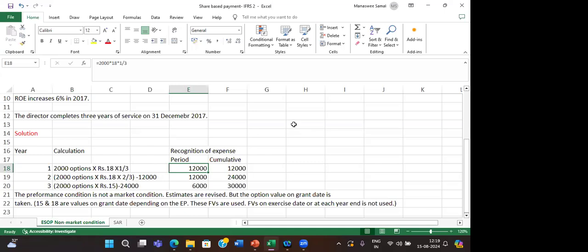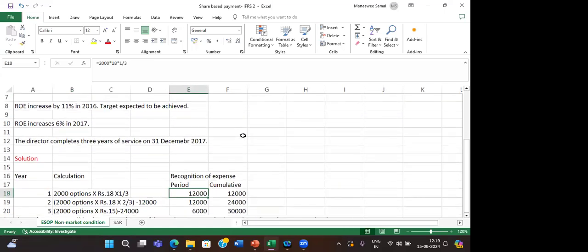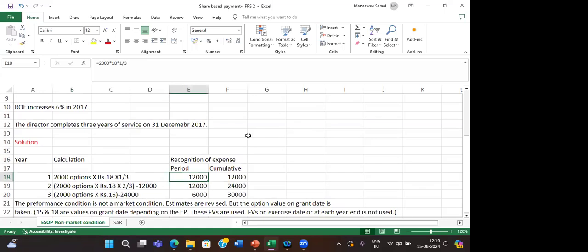In the second year also, when that 11% increase happened, you still think the target of average 10% increase is achievable. Therefore, by the end of the second year, the cumulative charge has to be 12,000 plus 12,000, 24,000. And again, you have to charge the P&L 12,000. No revision is happening.